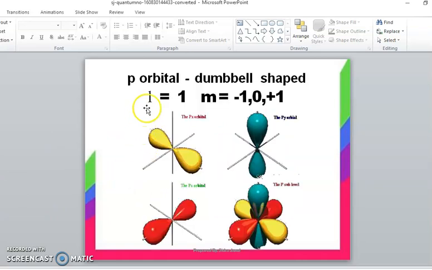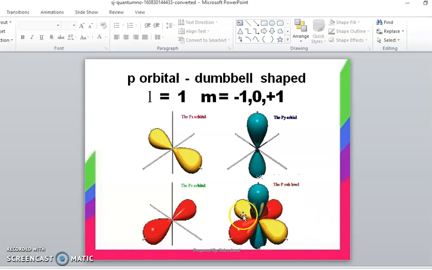Now this is the shape of the P orbital. So we have Px, Py and Pz. If it is oriented along the z axis, it is called Pz. If it is oriented along the y axis, it is called Py. Along the x axis, you call it Px. And they have m values as minus 1, 0 and plus 1. So this is the concept of the magnetic quantum number.